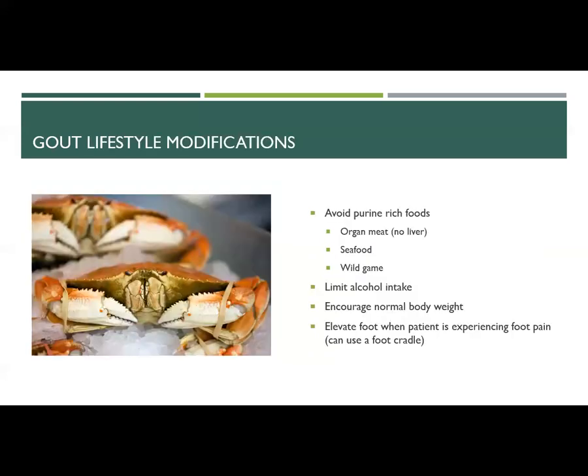So with your gout, they're going to get a lot of food questions. So it's helpful to know your foods that go with this gout lifestyle modification. So avoid purine-rich foods. These are all the foods you avoid. So things like organ meat, so no liver, seafood, and wild game. So with that, you do not want them to be eating any chicken liver, anything like that. No scallops, no shrimp, nothing of that nature.